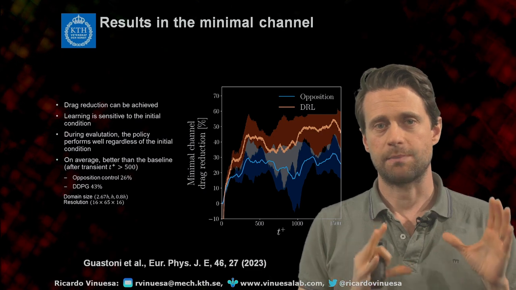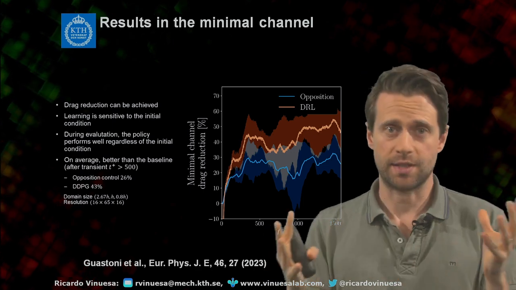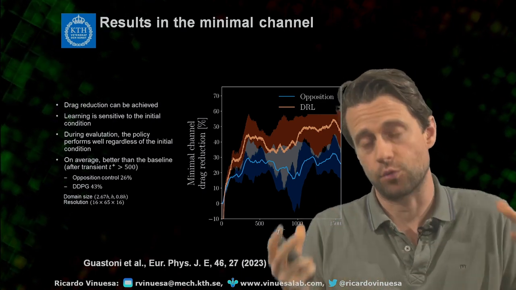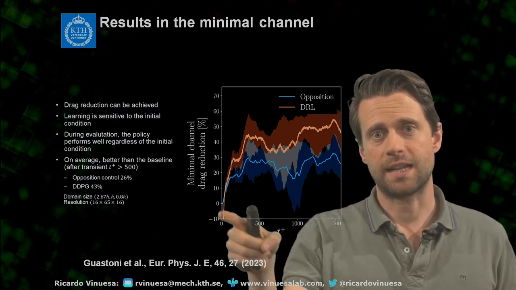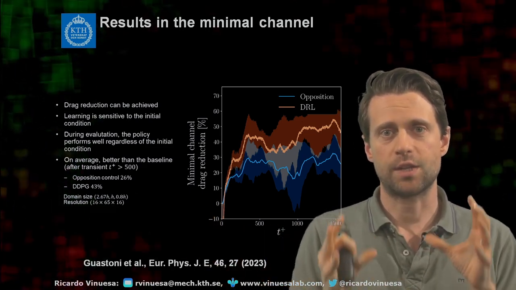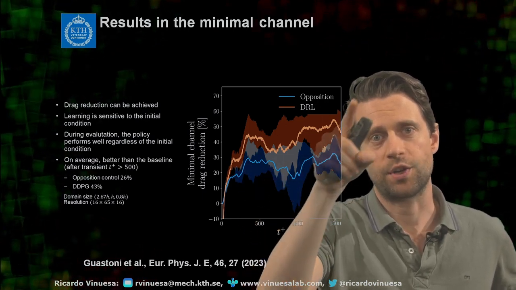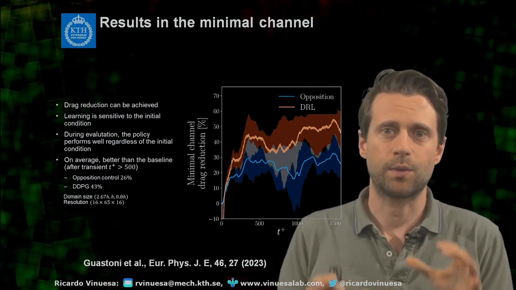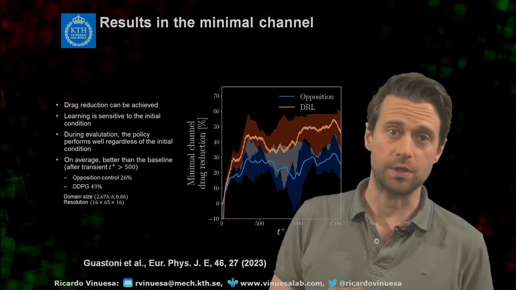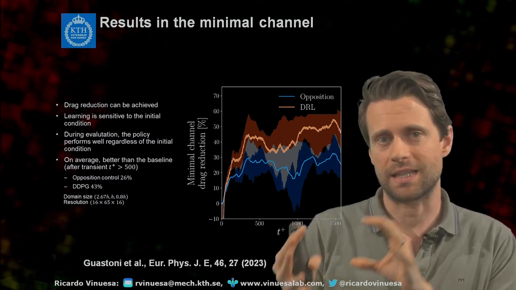We are first using, as I mentioned, the minimal channel. The minimal channel is narrower and shorter than a full channel at Re tau 180. That means that the dynamics of the near wall streaks is simpler and easier to control. In this case, we can see the drag reduction as a function of time for particular episodes. We can see in blue the drag reduction of the opposition control, and in orange the drag reduction of the reinforcement learning. We can see that we are significantly outperforming the opposition control with over 40% drag reduction, which is extremely promising, extremely nice, even if this flow is slightly simpler.